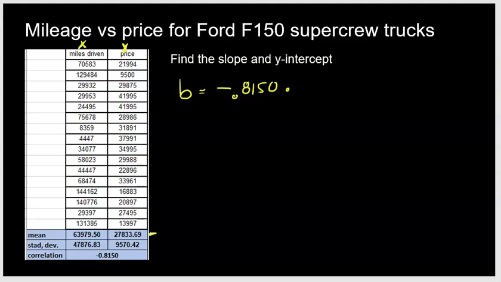So the standard deviation of Y and X, make sure you keep these straight. The standard deviation of Y is 9570.42, all divided by the standard deviation of X, which is miles, 47876.83. All right, so lots of numbers there. Keep things in order. The number one thing I've noticed that kids mess up on in the past is they flip-flop the X's and Y's. So be very careful to take your time and make sure that the standard deviation is going on top for Y, standard deviation for X on the bottom.